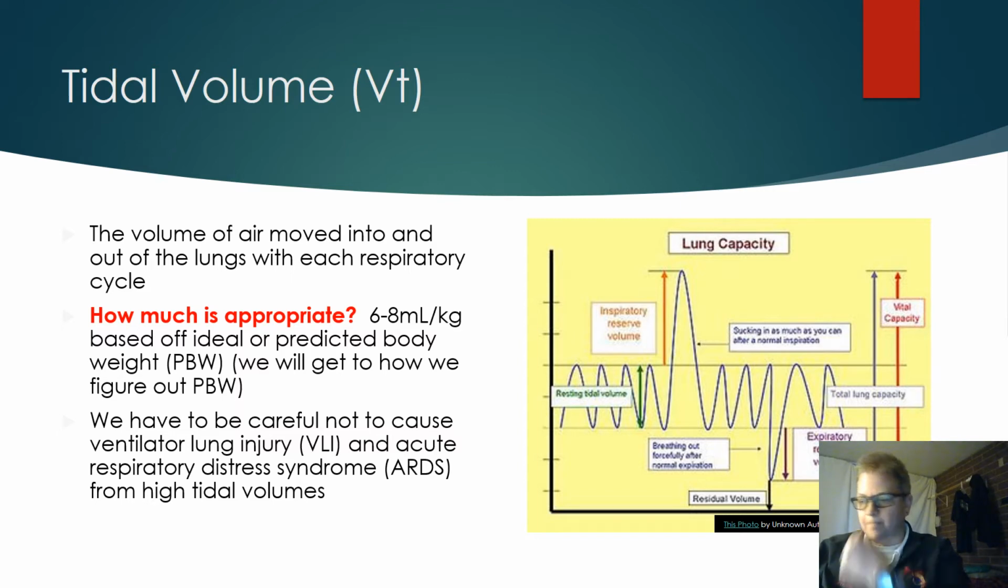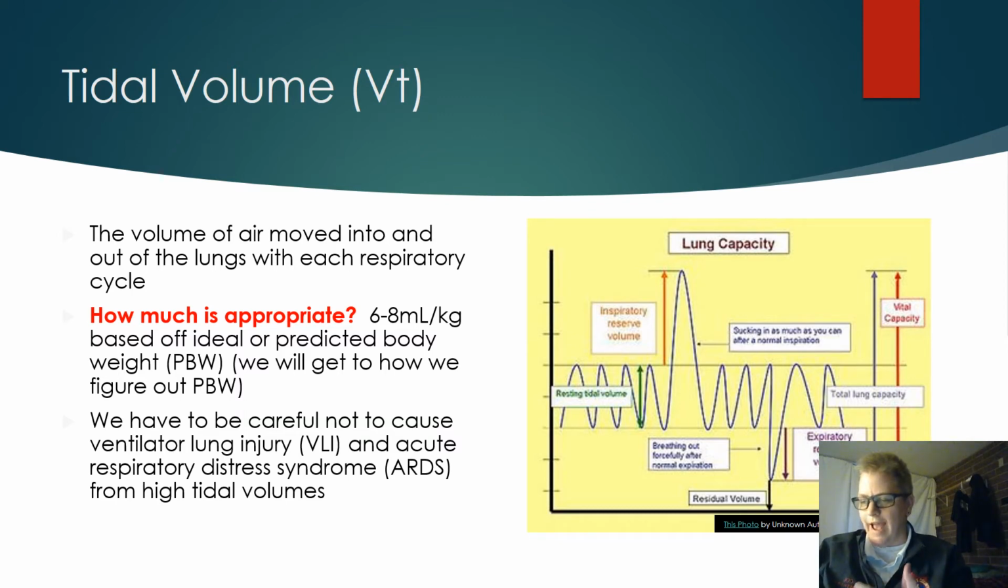And one of the studies that they did, the ARMA study in 1998, directly compared a 12 mil per kilo tidal volume versus a 6 mil per kilo tidal volume, and they found a lot more reduction in ventilator lung injury and in that ARDS, that acute respiratory distress syndrome.